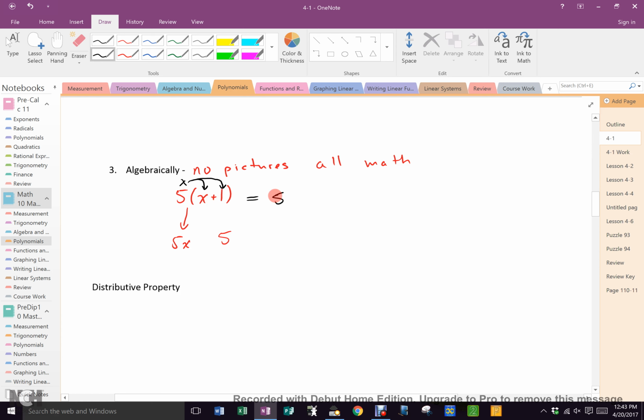So we get 5x plus... sorry, I want to draw that differently. 5 times x plus 5 times 1 to get 5x plus 5. And that is what we call the distributive property.